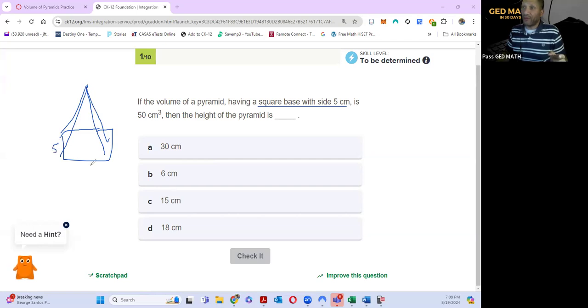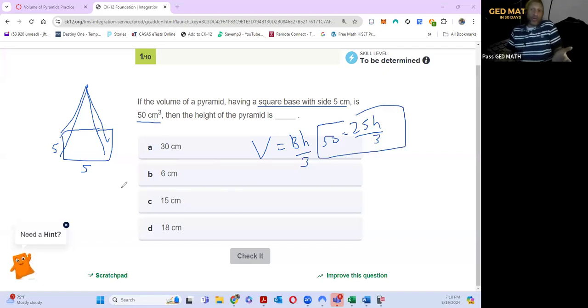My base is 5 by 5. My volume is 50, right? But I know my formula is B times H divided by 3. I know the area of my base, which is 25. I don't know my height, divided by 3, equals my volume, 50. Does everybody understand that? I don't want to solve this algebraically, but guess what? You don't have to.